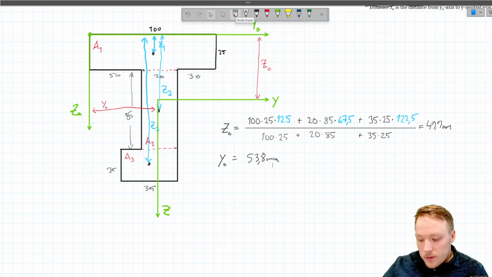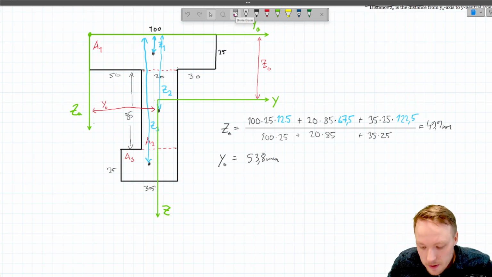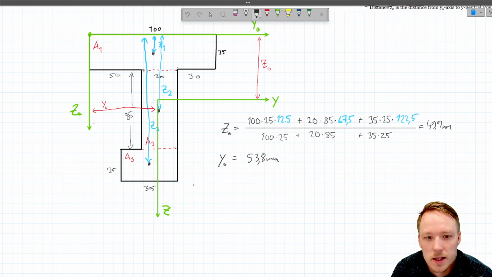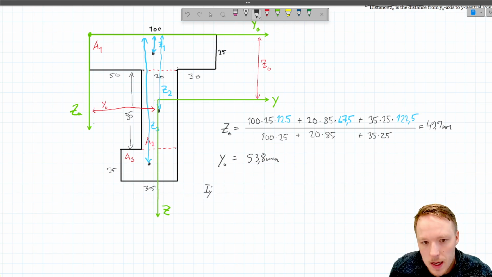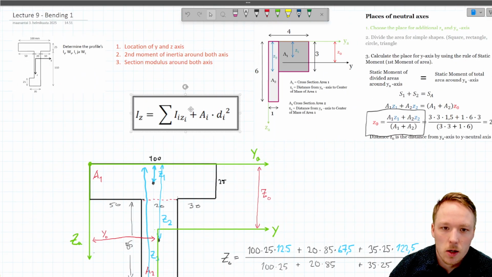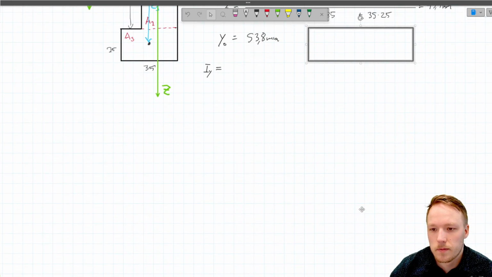Then, after we have calculated the location of the neutral axis of this entire profile, we can finally proceed to calculating the second moment of inertia for this profile. Let's start with the second moment of inertia around the y-axis, so I_y. And this equals, so if we take a look at this equation, let's bring it down here.